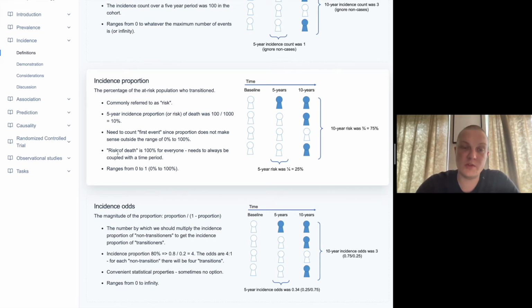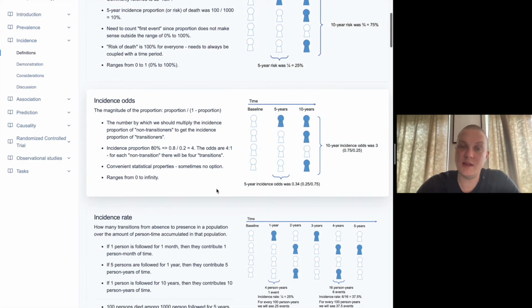The incidence proportion ranges from 0 to 1, or 0% to 100%. Okay, so this is the risk. It's the percentage of individuals who transition over a certain period of time.